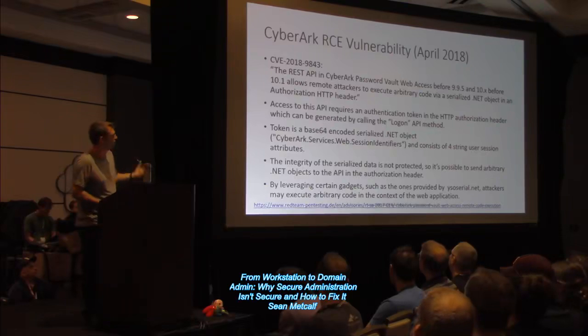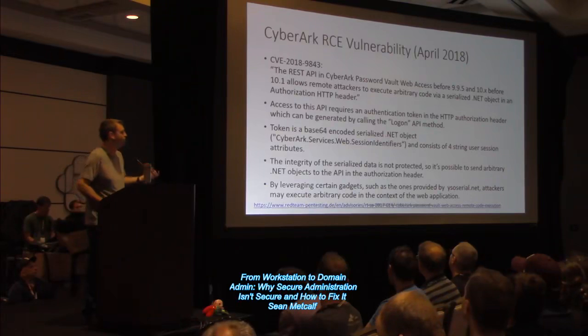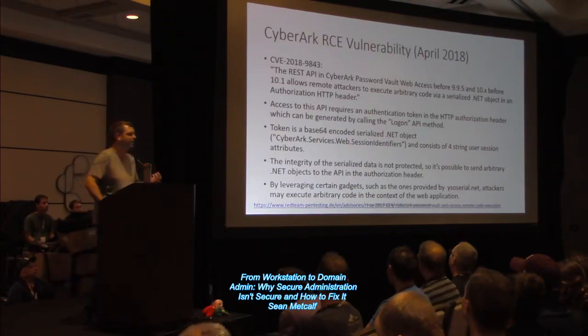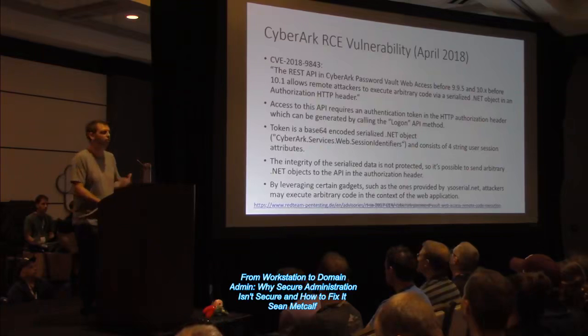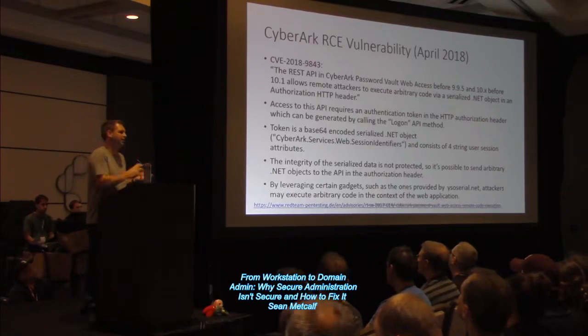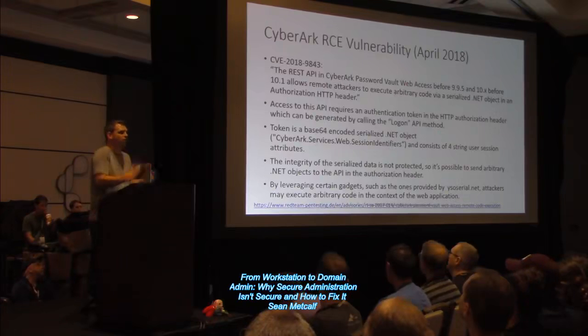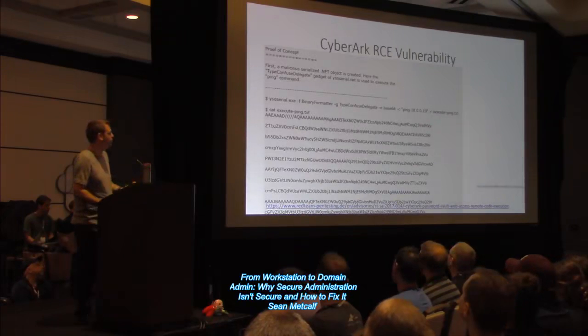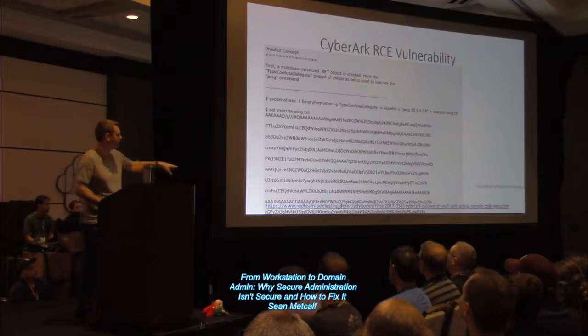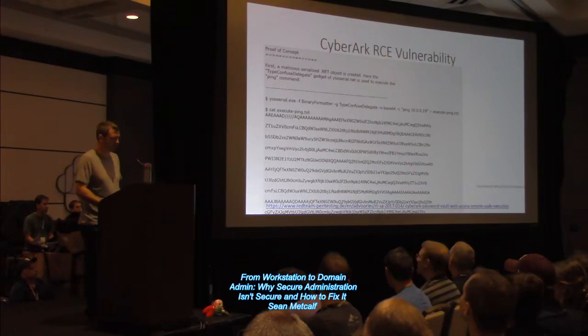So the vulnerability I was talking about, basically there's a REST API prior to 9.9.5 and 10.x, which allows remote attackers to execute arbitrary code via serialized .NET objects in the authorization HTTP header. So RCE, but also they can mess with it and say, I've authenticated as the admin, the password vault admin. Now I get in, now I want all the password vault data. So if you have CyberArk, make sure you're patched against it. This is some information about it. I've got the link at the bottom for more reference and information.